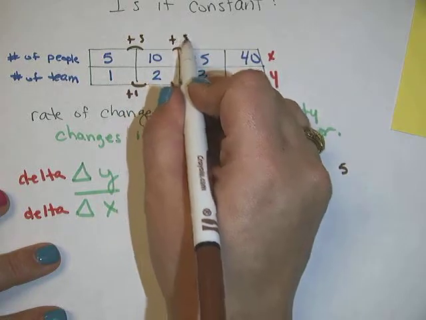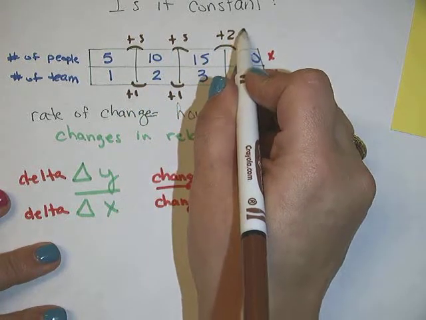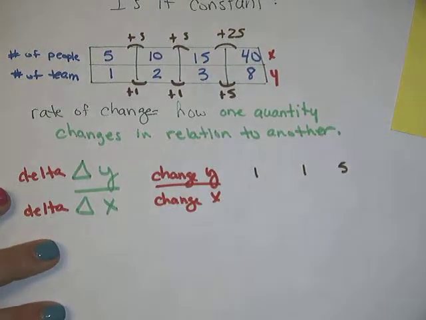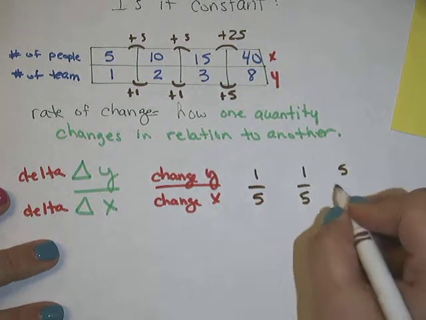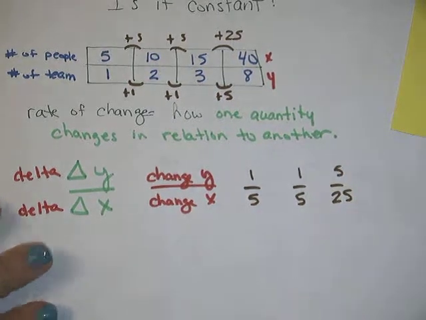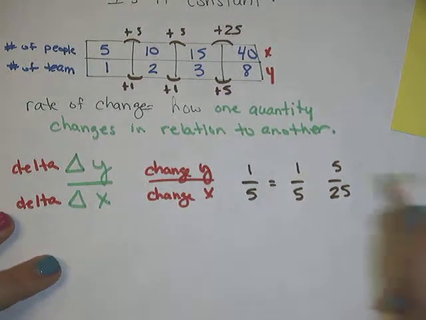So let's look at the x. How do I get from 5 to 10? 10 to 15. 15 to 40. 25. Everybody know where those numbers came from? Yep. So now the change in x is 5, 5, 25.